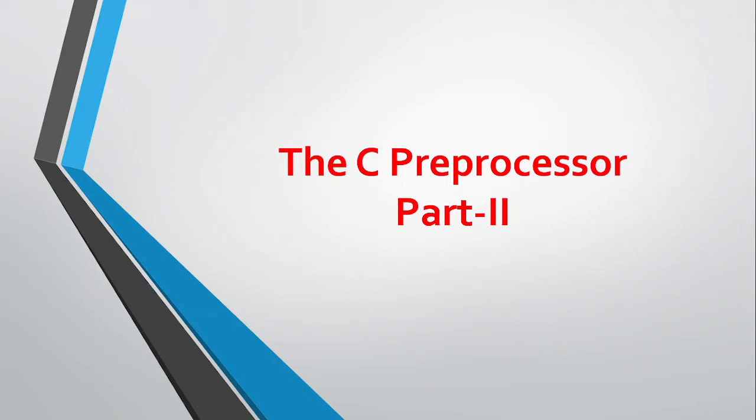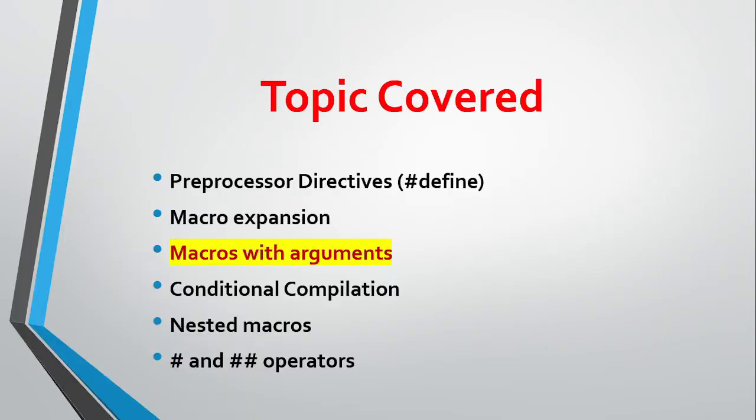In the previous video we discussed macros and how we can create macros in C language. We did a number of programs in the previous videos, and now we are moving on to the next topic, which is macros with arguments. So this is part number 2. In this video I will cover macros with arguments and conditional compilation.